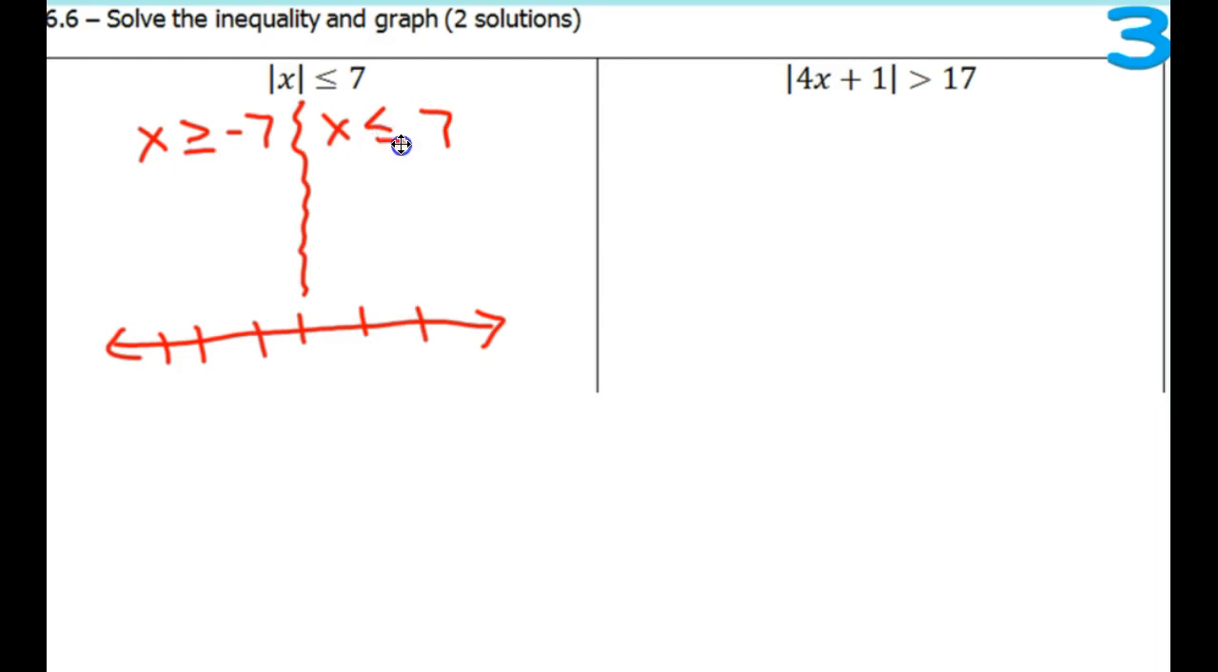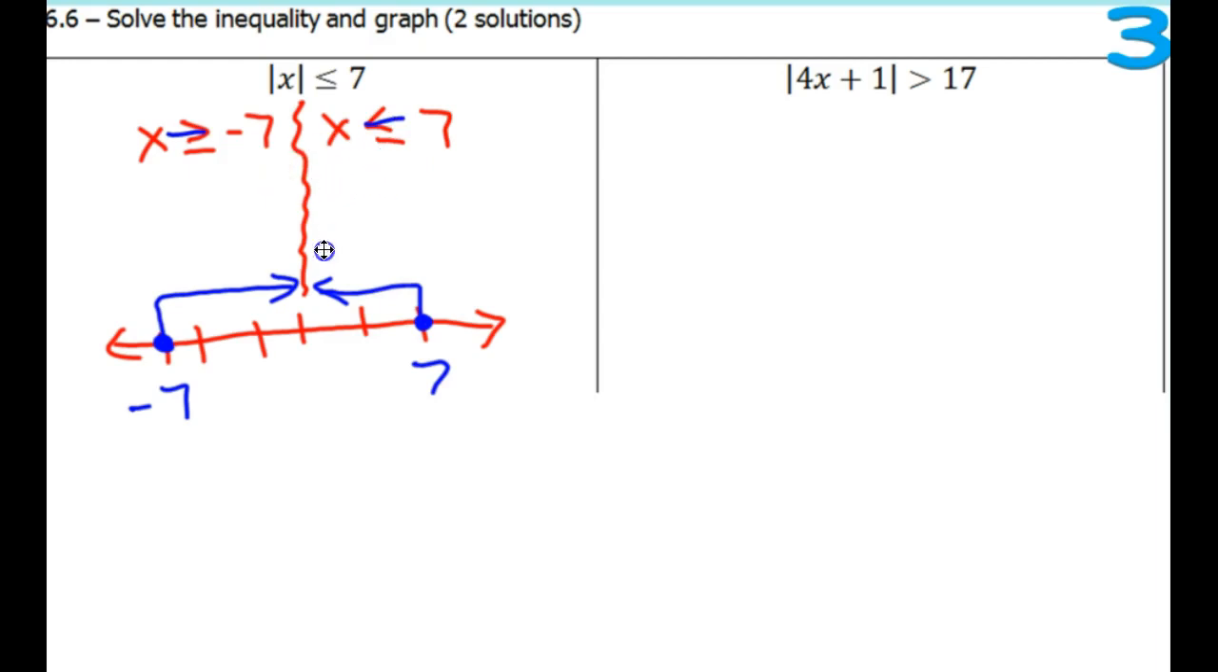These are both "or equal to" signs. They have a line underneath them, so they're both going to be closed circles. First one, we're going to have a closed circle at -7, and our arrow is pointing to the right. The other one, we're going to have a closed circle at 7 with our arrow pointing to the left. So these two will meet in the middle.